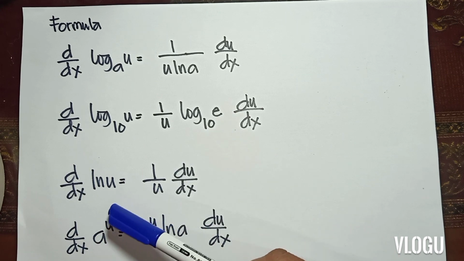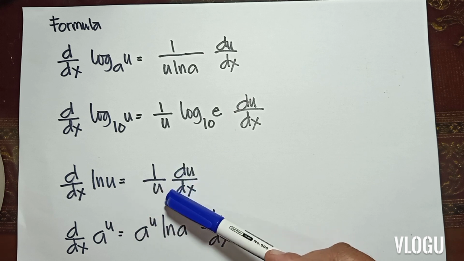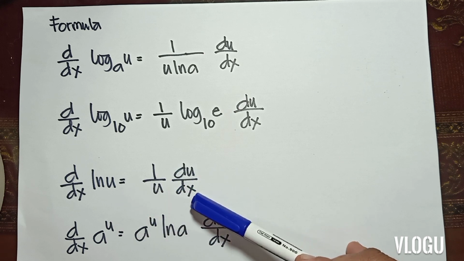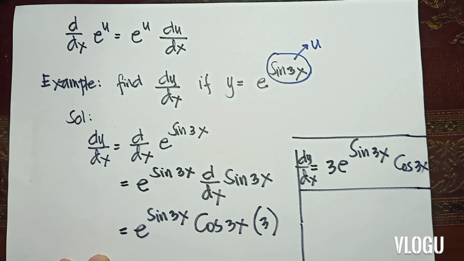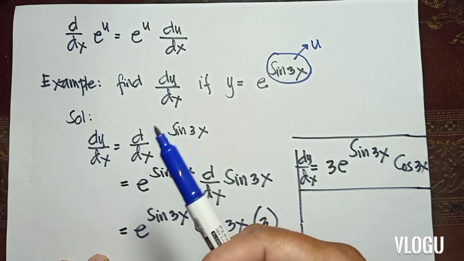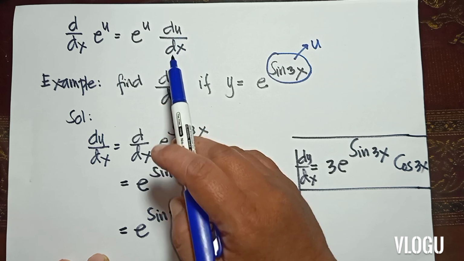So we have the derivative of ln of u, that is 1 over u du dx. Derivative of a to the u, we will have a to the u ln of a du dx. Another formula that we will be using is the derivative of e to the u, which is equivalent to e to the u du dx.